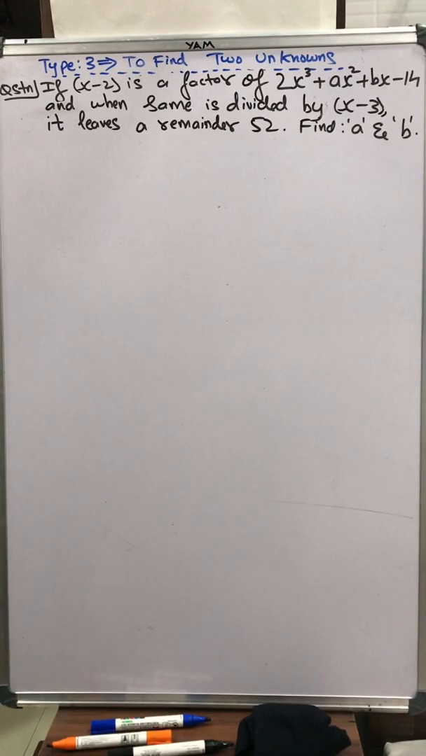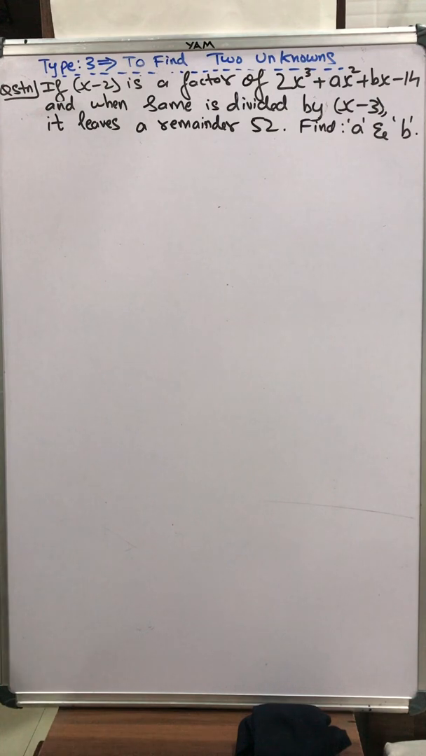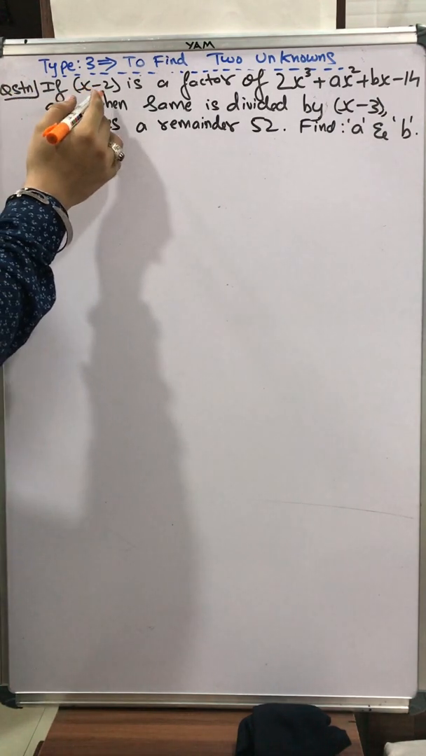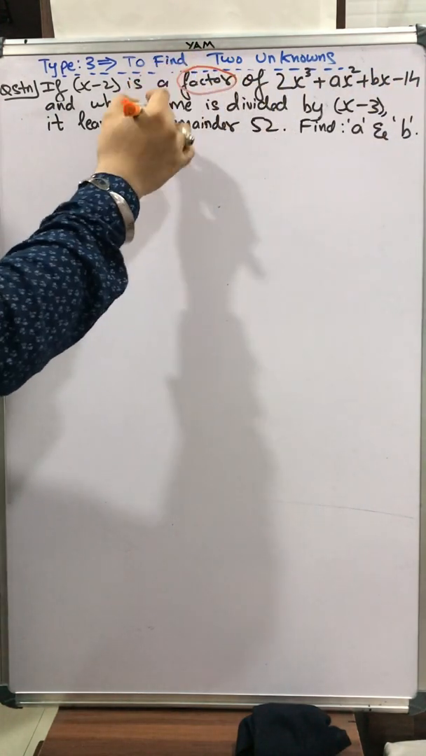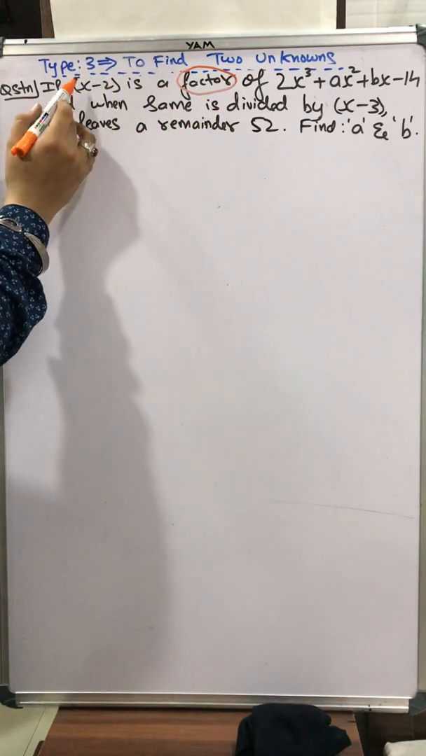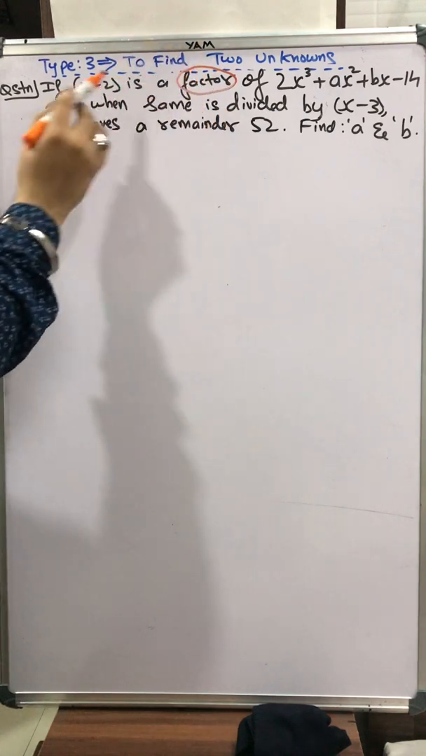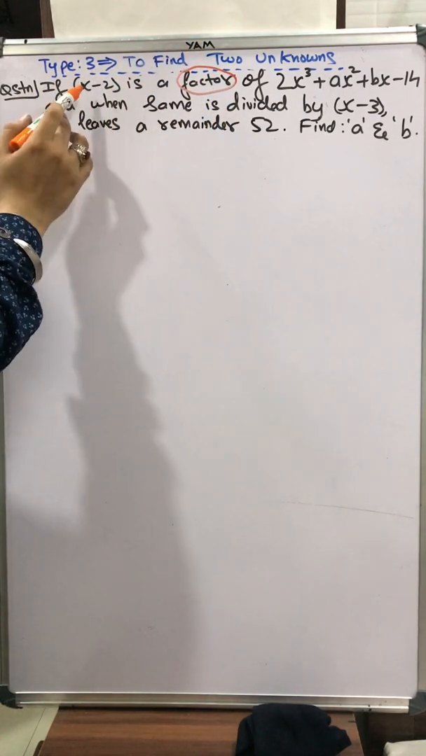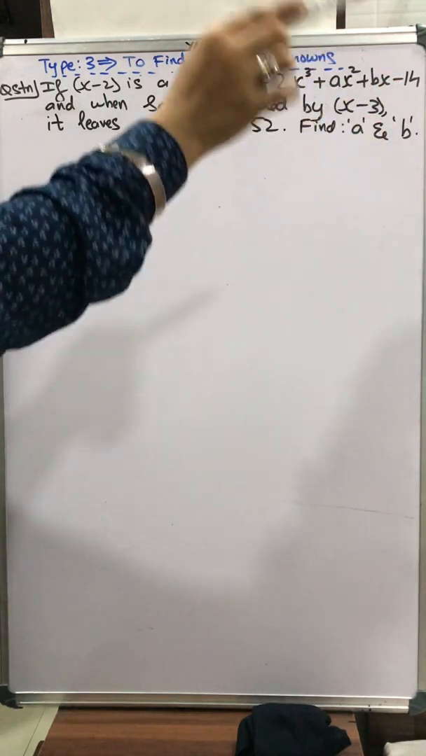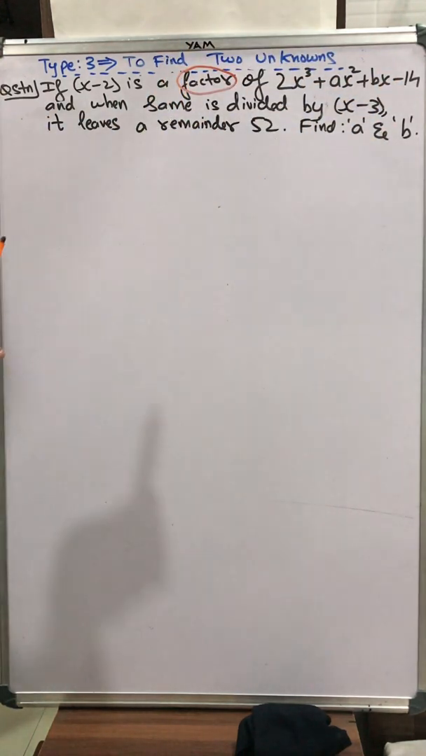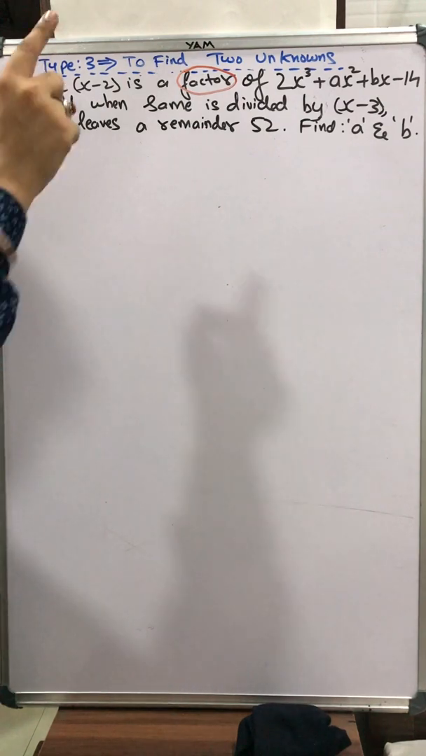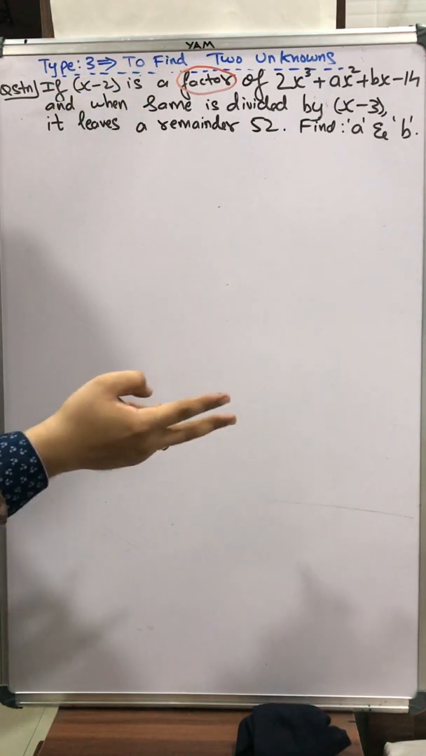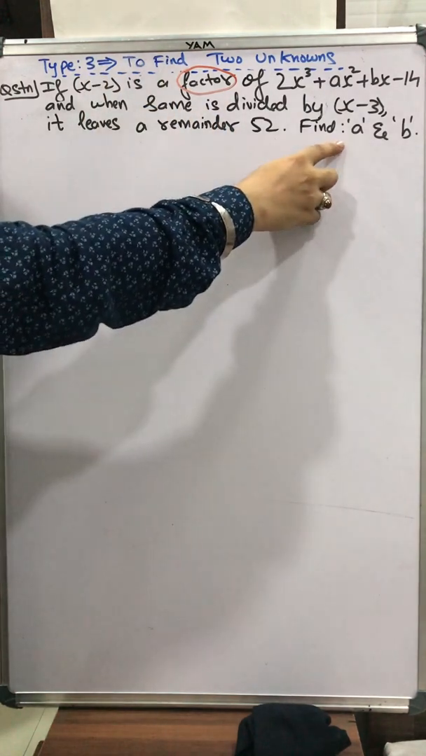The next question, students, of the same type 3, to find the two unknowns. Second question of this type 3. If x minus 2 is a factor of this polynomial, that means when you put this divisor x minus 2 equal to 0, the value of x will be 2. And when you substitute 2 in this polynomial, your remainder will be 0 because it's given to us that it's a factor. Okay, so this was the first condition. Of course, two conditions will be given because from the first condition we get the first equation, from the second condition the second equation, and we require two equations to find two unknowns.